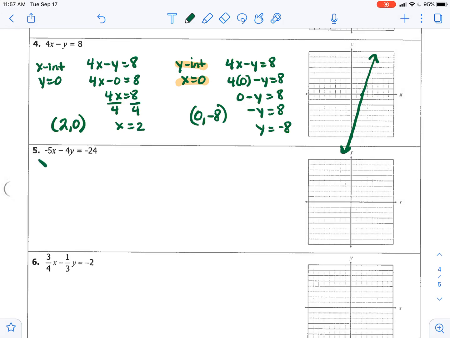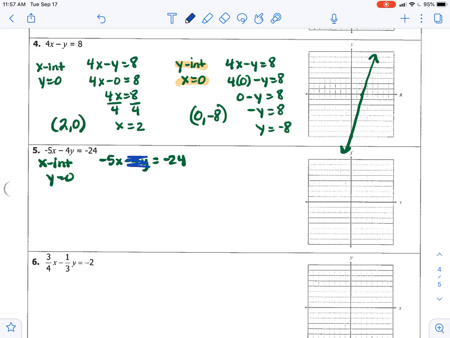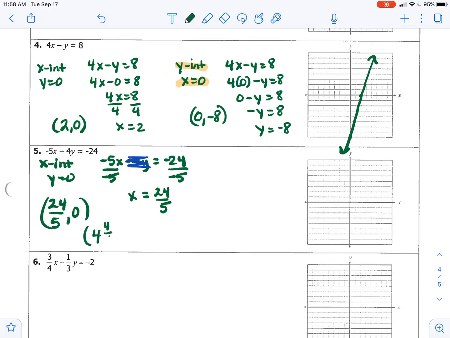I'm going to run through one more for you. X-intercept, y equals 0, -5x minus 4y equals -24. Again, I'm going to do this one a little shorter for you because since my y is 0, okay, I am going to use a marker here, then this is eliminated out, okay? So if you want to shortcut it, there's your shortcut, and then I would need to divide both sides by -5, and in this case, x would be 24 over 5. Oh, sorry, x is, my bad. So x is 24 over 5, 0. And since you're graphing it, you might want it in mixed form. So that would be (4 4/5, 0).